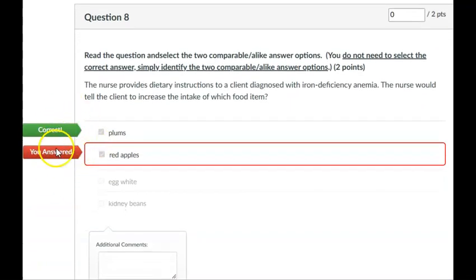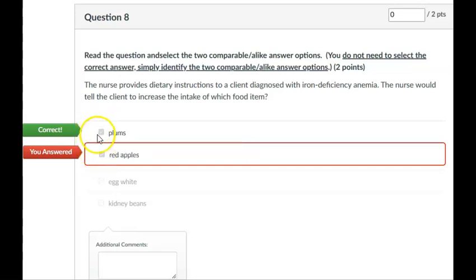This wouldn't have graded you right because it wasn't set up as a select all that applies, which is fine. When I read over it, I'll make sure to update any points for it so that it's graded correctly. For question 8, you didn't have to select the correct answer. You had to select the 2 answer options that were comparable or alike. Remember, if you have 2 answer options that are comparable or alike for a multiple choice question, likely neither of those 2 options are correct.